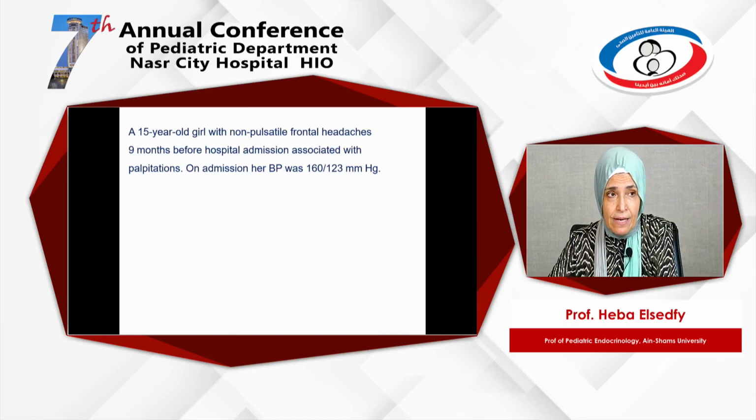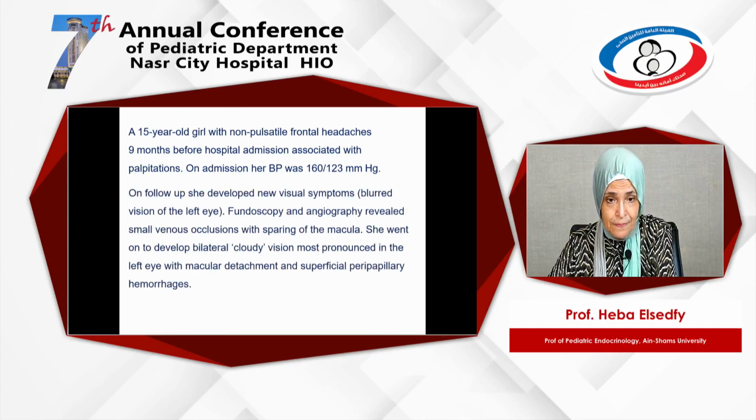So I'll present a case of a child with a pheochromocytoma. She was a 15-year-old girl with non-pulsatile frontal headaches 9 months before hospital admission. This was associated with palpitations. On admission, her blood pressure was 160 over 123 millimeters mercury. On follow-up, she developed new visual symptoms, blurred vision of the left eye. Fundoscopy and angiography revealed small venous occlusions with sparing of the macula. She went on to develop bilateral cloudy vision, most pronounced in the left eye, with macular detachment and superficial peripapillary hemorrhages. That is, the blood pressure was so high that it caused end organ damage.